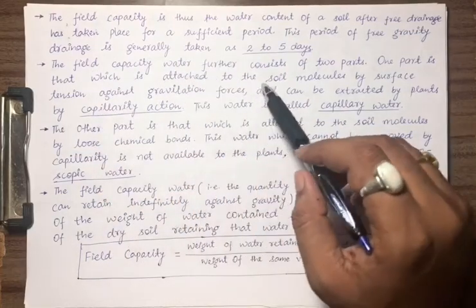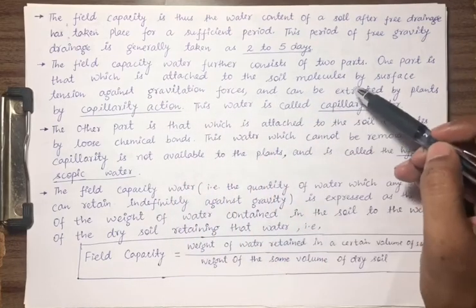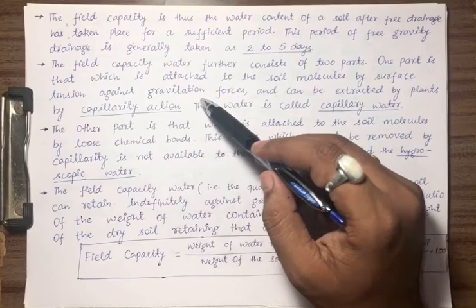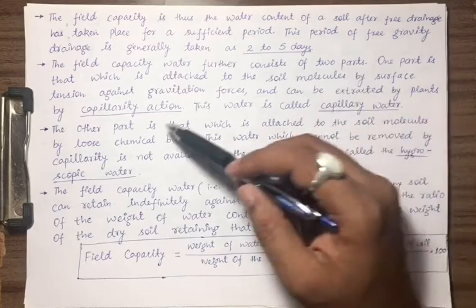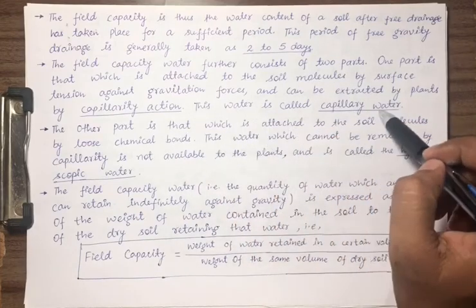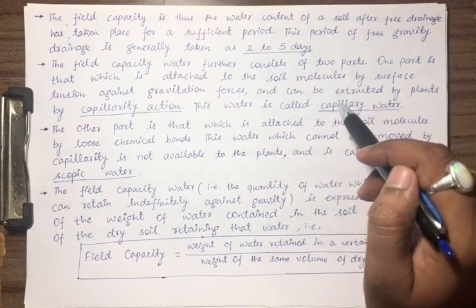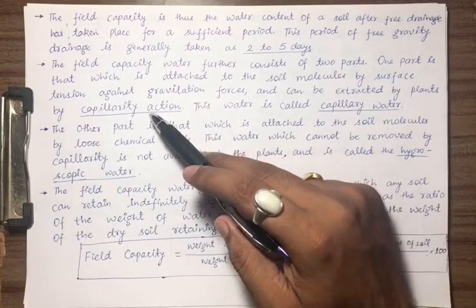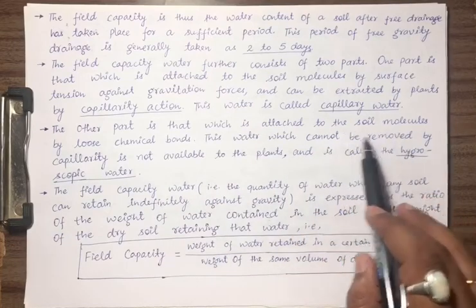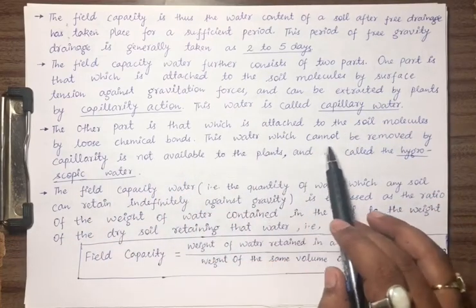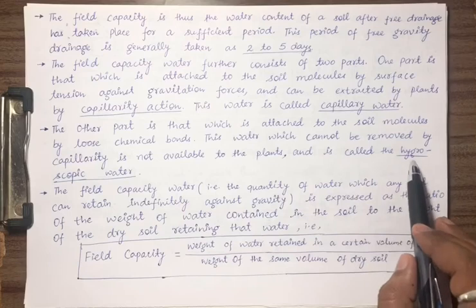The field capacity water further consists of two parts. One part is that which is attached to the soil molecules by surface tension against gravitational force. So first will be surface tension, and the action will be capillary action. This water is called capillary water. So it will have two further classifications. First is capillary water, the water held with the help of capillary action against gravitation. The other part is attached to the soil molecules by loose chemical bonds. This water, which cannot be removed by capillarity, is not available to the plants and is called hygroscopic water.